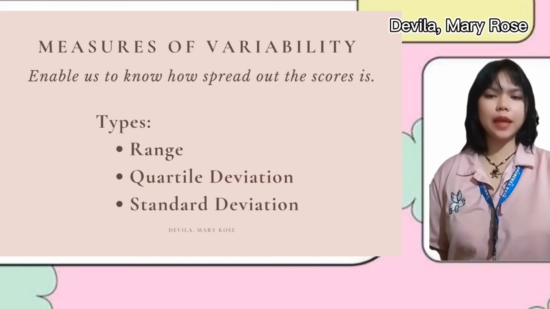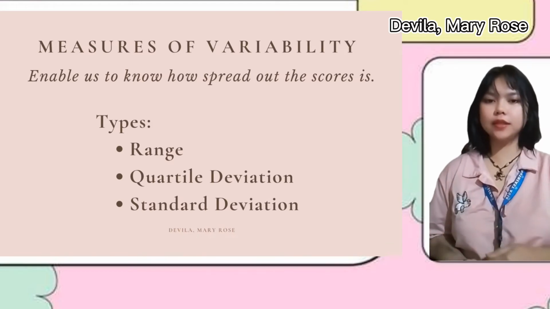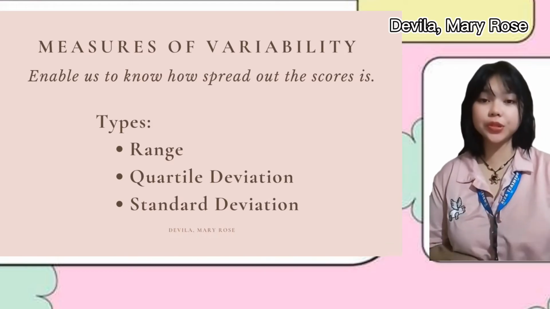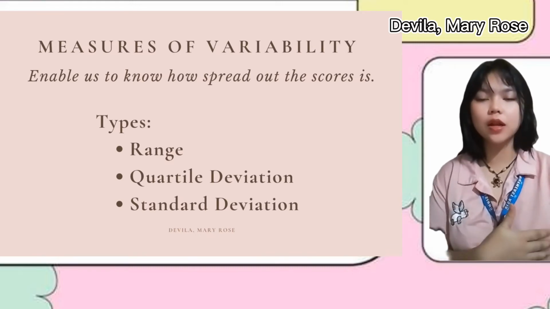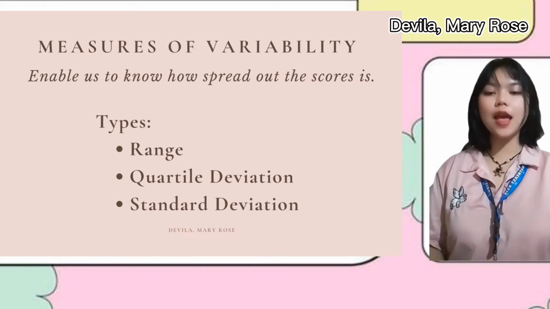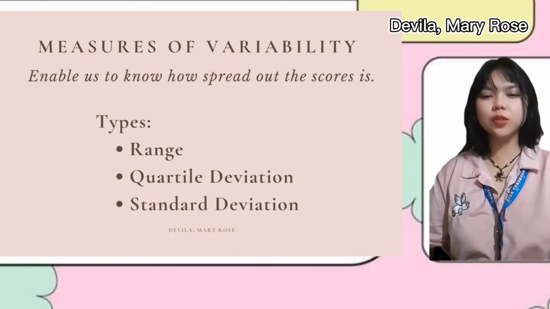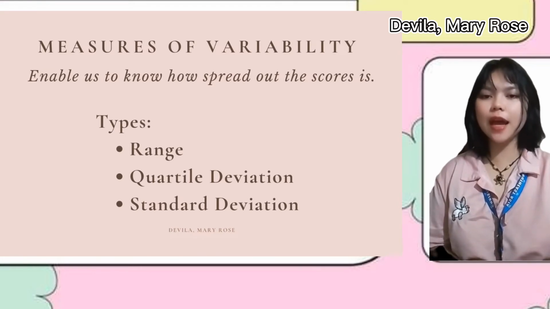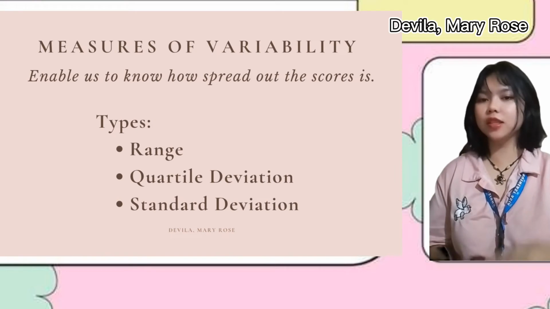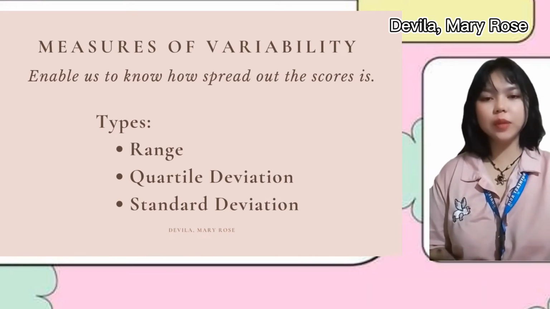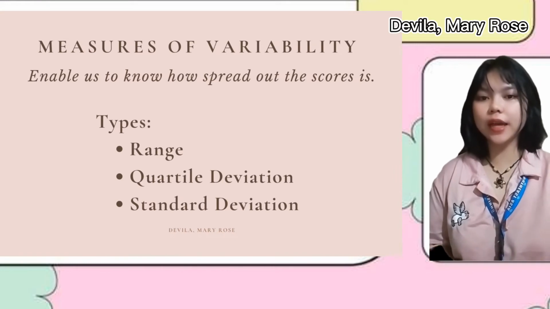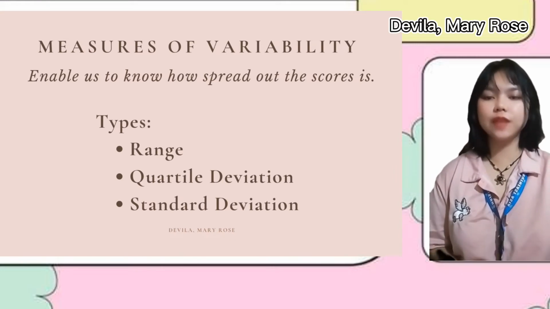Aside from describing how a set of scores tends toward the center of a distribution, information about how variable the scores are is also important. It is also relevant to know how spread out the scores are, and that is what we are going to talk about in this kind of measurement. Now, measures of variability are the range, quartile deviation, and standard deviation.